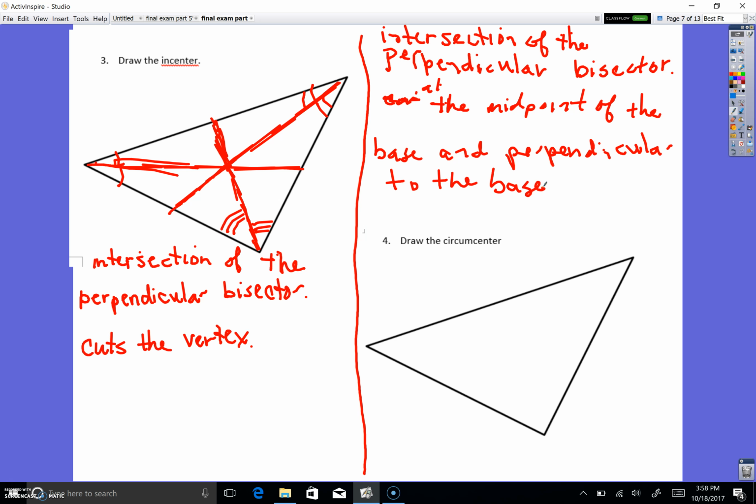So let's just say this is the midpoint. This is the midpoint. Okay, so this is 90 degrees here. Okay, this is the midpoint. This is 90 degrees here, okay? And the last part is this is the midpoint, and it's 90 degrees here. Okay, 90 degrees here, 90 degrees here. And remember, this is a special triangle, it's a right triangle, so it will meet at that point.